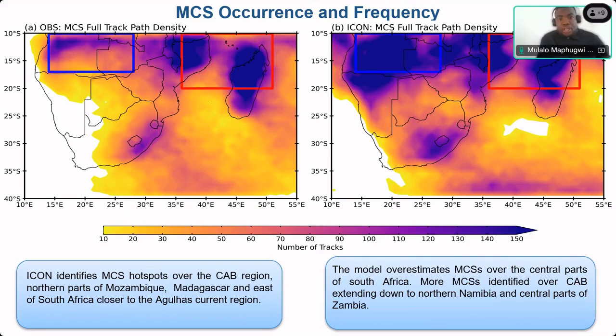And then when it comes to ICON, we see a very prominent hotspot inside the blue box, extending down to northern parts of Namibia. That's in the west parts of Southern Africa. And then over the east, it is similar to what is simulated in the observation, where you have a hotspot over Madagascar as well as northern Mozambique.